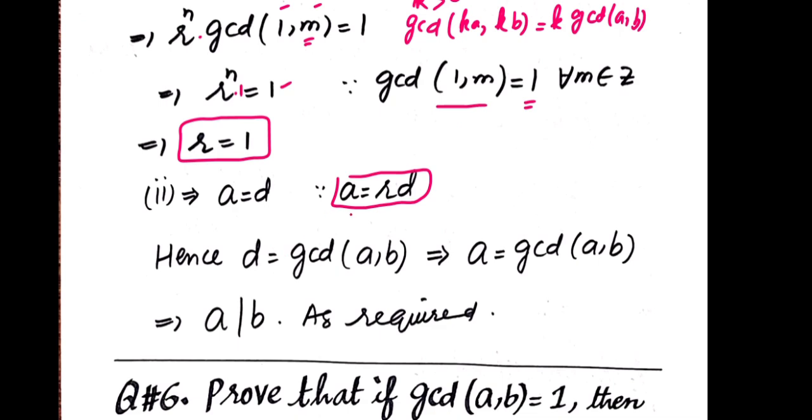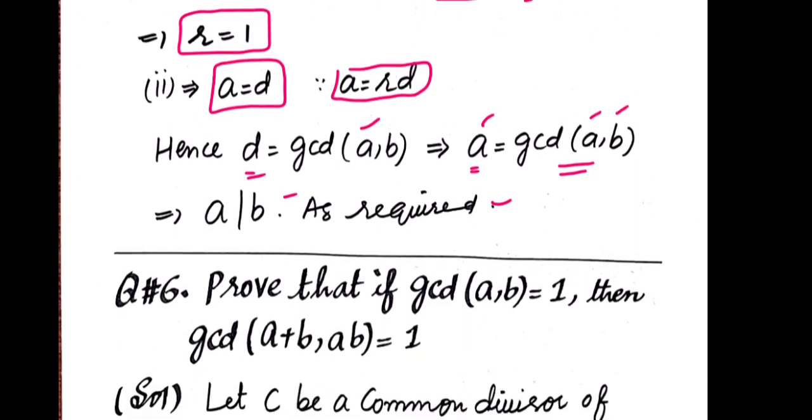Hence, D is equal to GCD of A and B, which implies D is equal to A. By substituting the value of D equal to A here, what does this show? This shows that A is the GCD of A and B. It means A will divide both of the components. A will divide B as required.